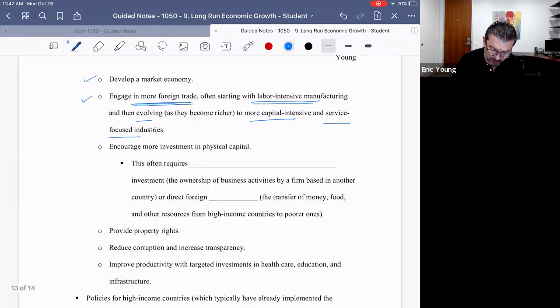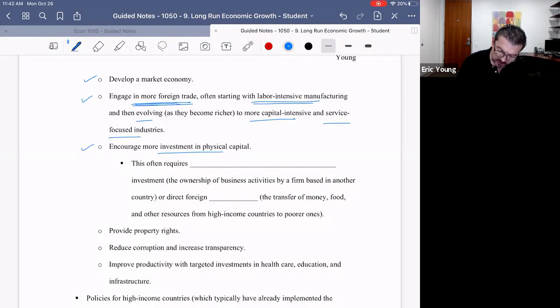Tied to this, a third policy, encourage more investment in physical capital. We know that physical capital is very important, especially for poor countries that are early in their production function. So they're going to get lots and lots of bang for the buck on capital investment. But these poor countries are poor. And there's a conundrum. If you're poor because you don't have capital, but you're poor, how do you have money to get the capital to not be poor?